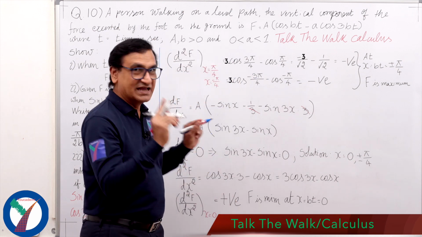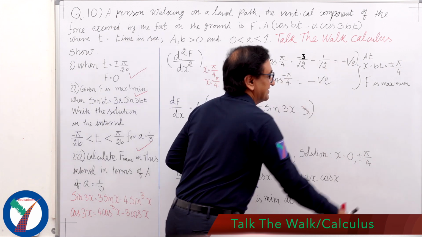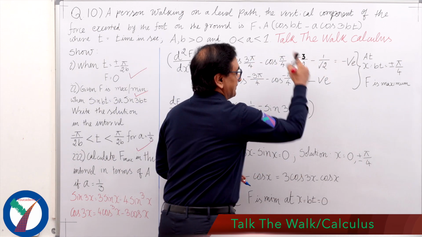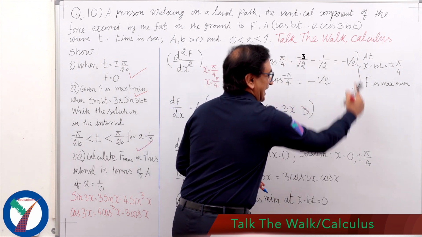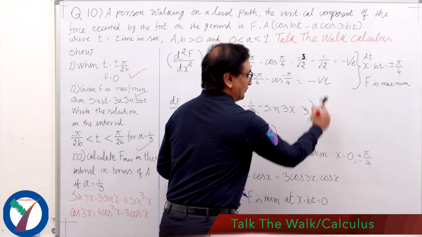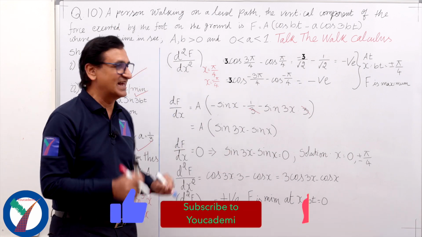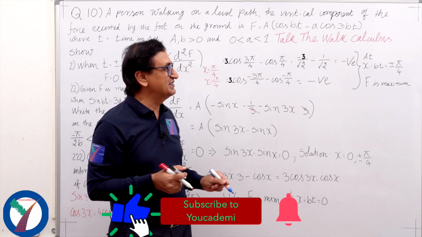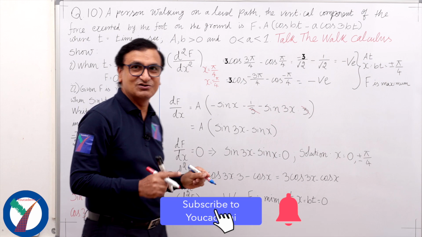Okay, so in the graph which you had seen earlier, the maximum points were at minus pi by 4 and pi by 4, and the minimum point was at 0. So that's the calculation of maximum minimum points for our question number 10 of trigonometry.